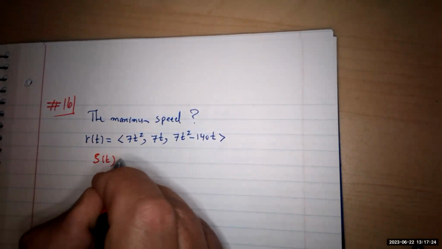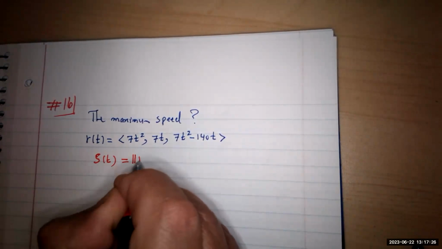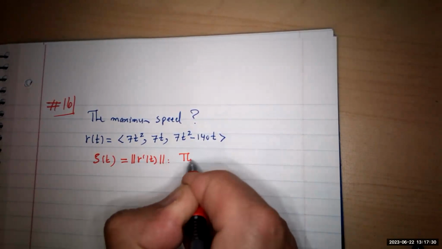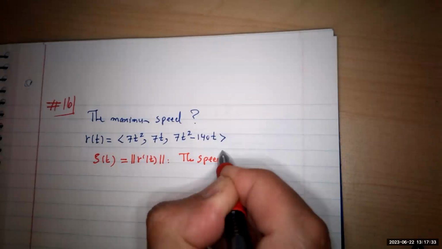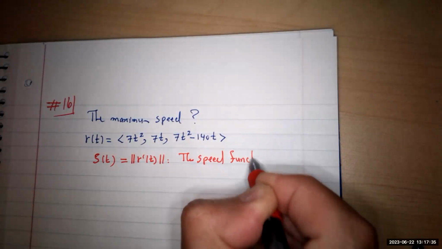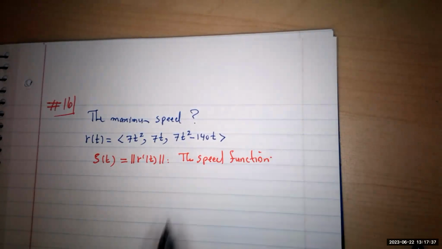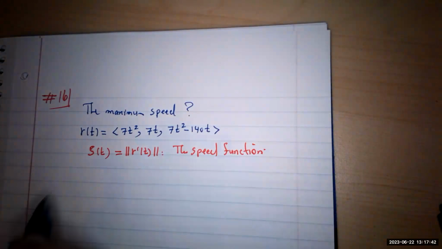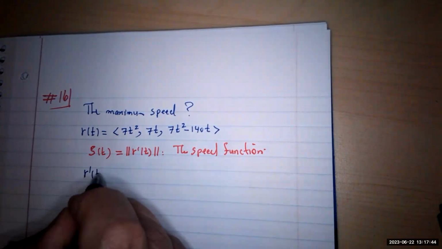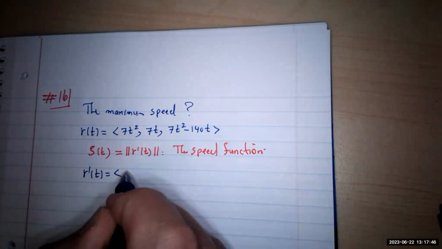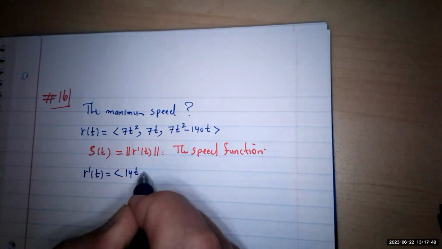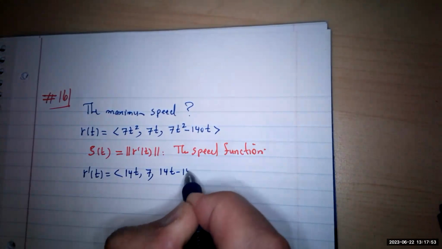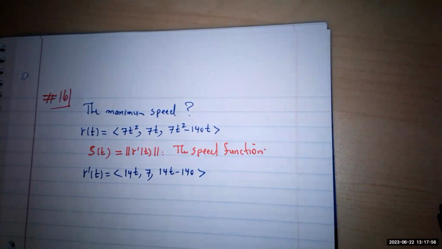The speed function is the norm of the r prime of t. It's a scalar function, so you can do whatever you like with this. So we have to find it. We go for the r prime of t first. Differentiate 14t, 7, 14t minus 140. Carefully differentiate. That's r prime.